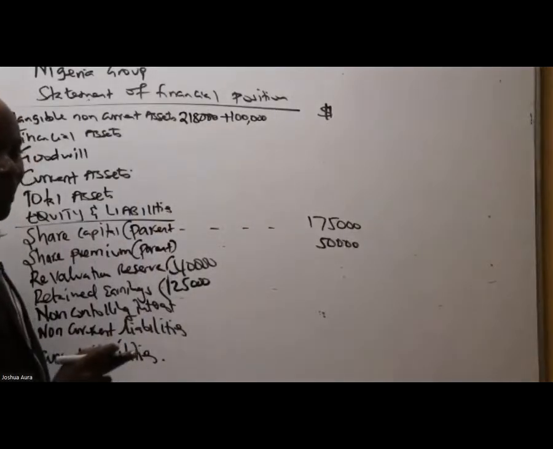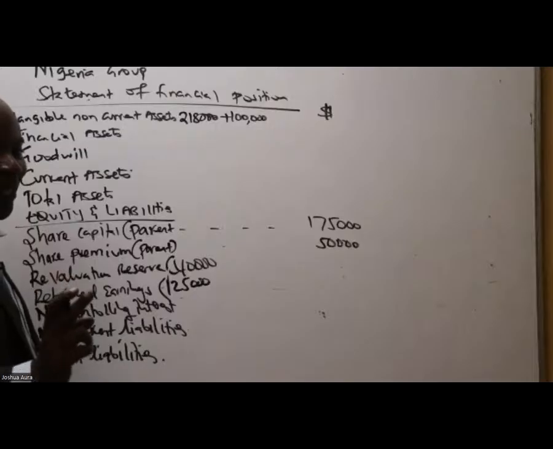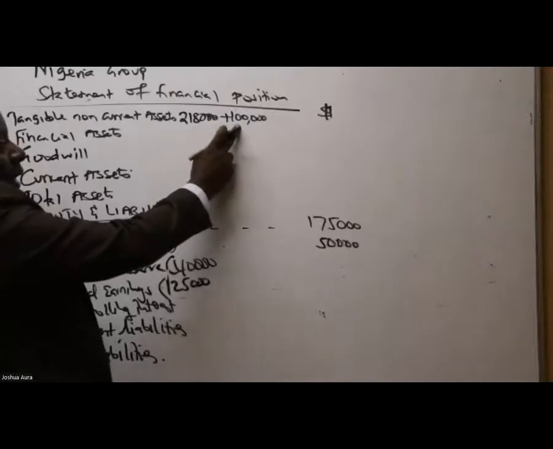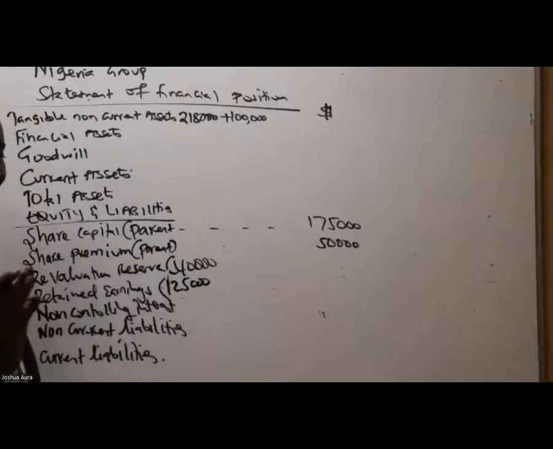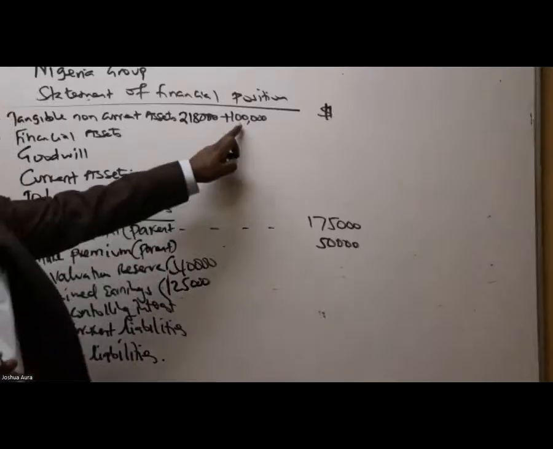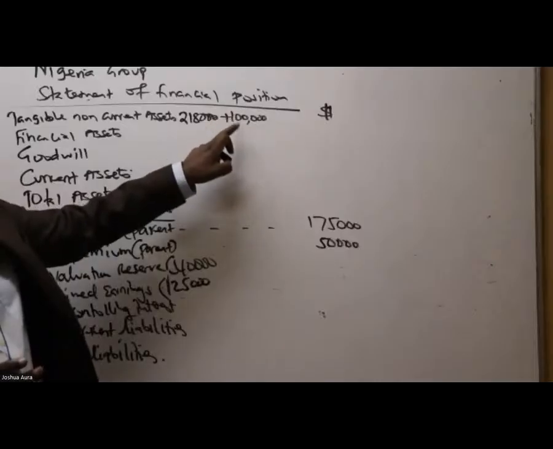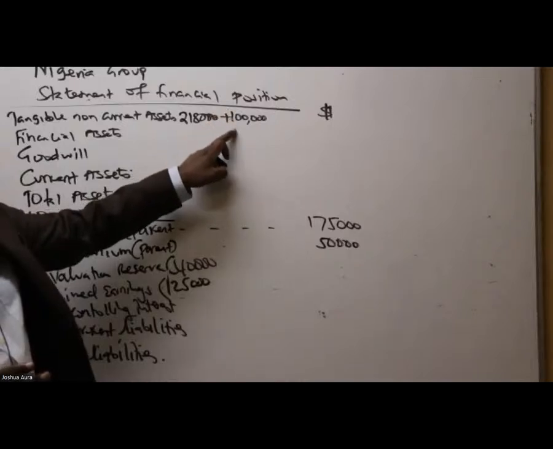But now remember that these currencies are not compatible. You can't do that. Remember, these are dollars and these are DNs. They're not compatible, so I have to translate this 100,000. We always translate the figures of the subsidiary.